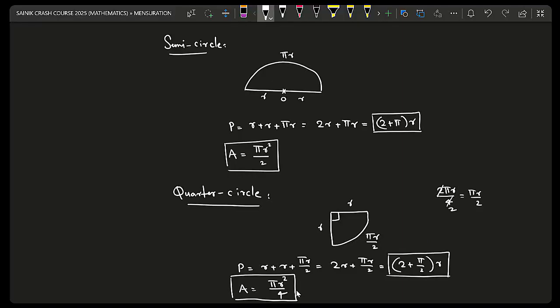So for the semicircle, what are the formulas we discussed? Perimeter is 2 plus pi times r, and area of the semicircle is pi r square by 2. Quarter circle perimeter is 2 plus pi by 2 times r, and area is pi r square by 4. So students, any doubts in the formulas we discussed today?